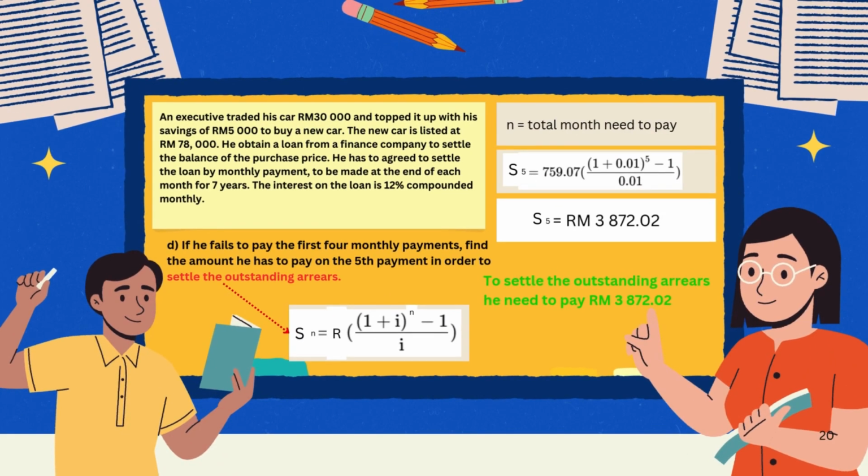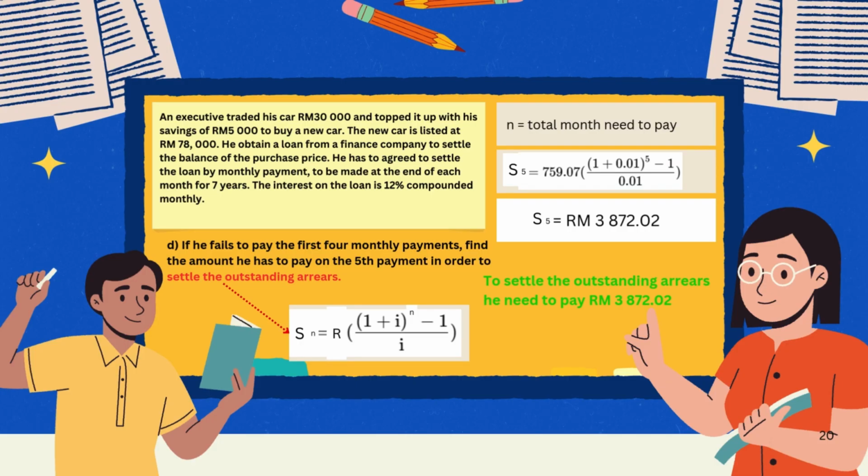D. If he fails to pay the first 4 monthly payments, find the amount he has to pay on the fifth payment in order to settle the outstanding arrears. The outstanding arrears, I highlight it because we need to use formula Sn equal to R open bracket 1 plus I close bracket power of N minus 1 divided by I. So N is the total month need to pay. That means fifth payment he need to pay. So N equal to 5.